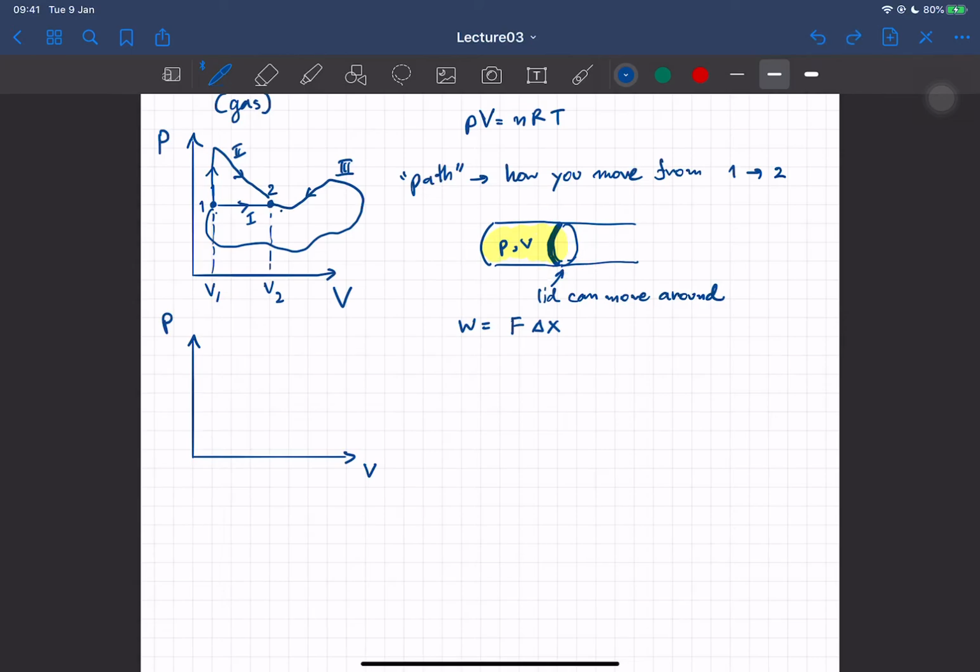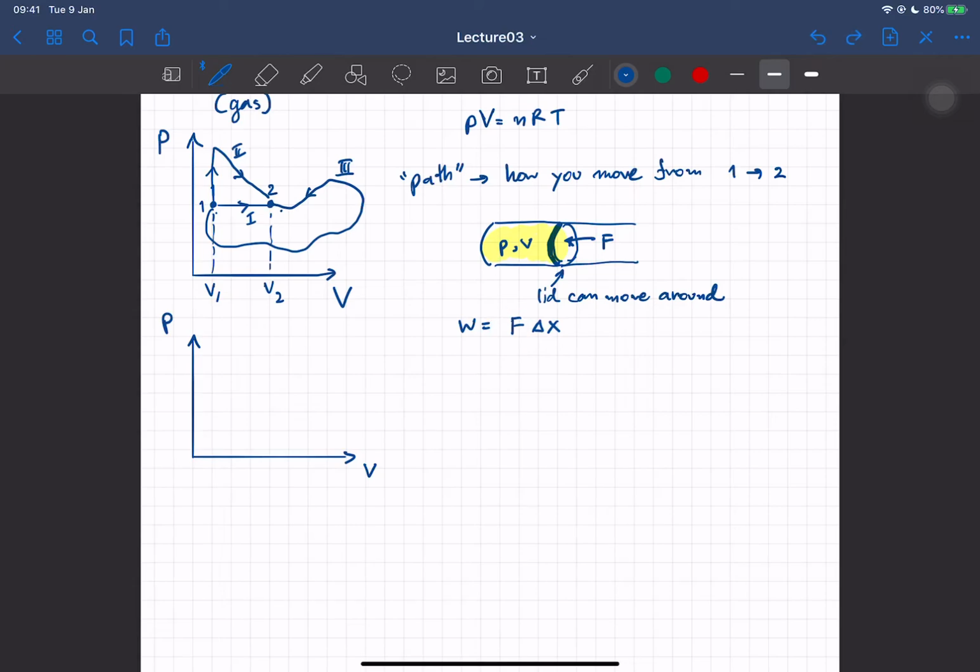It has some pressure, so you need to keep your hand pressed down onto this lid, otherwise it will just fly away, right? So in order to keep the lid staying the same, you need to apply some kind of force to hold it in place. Okay, so that's how the force comes into this discussion, right?